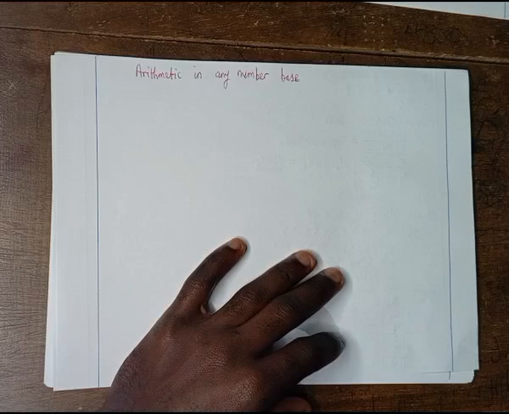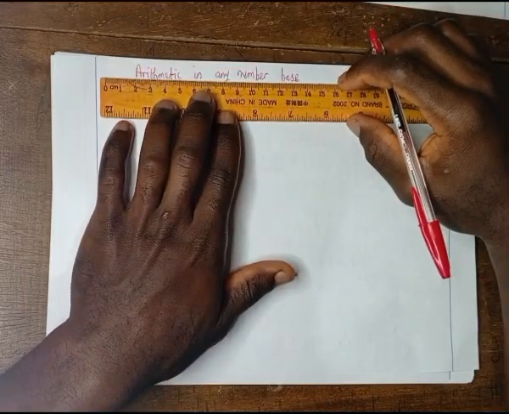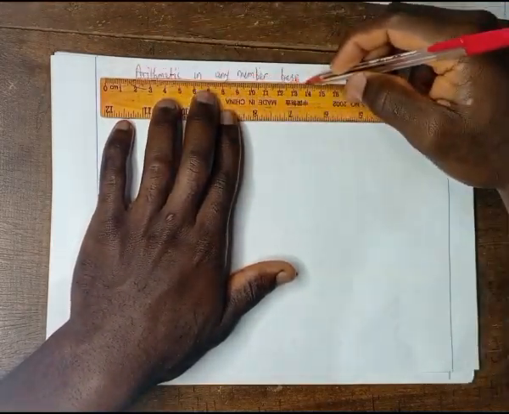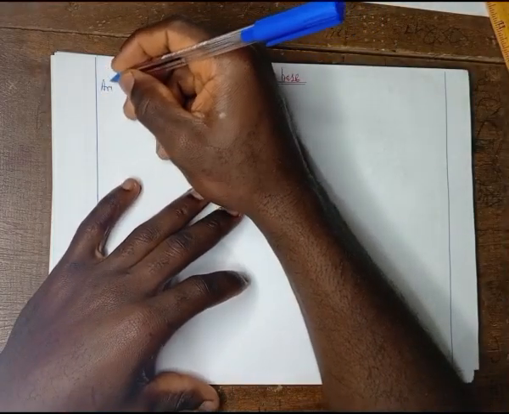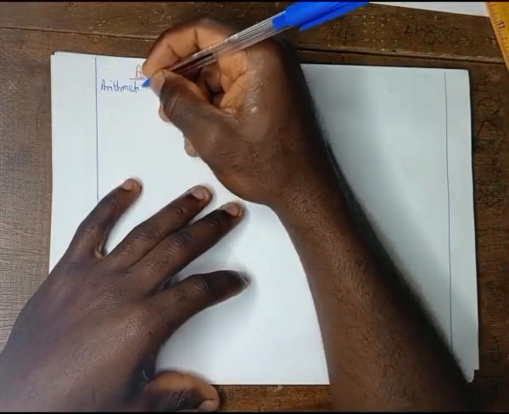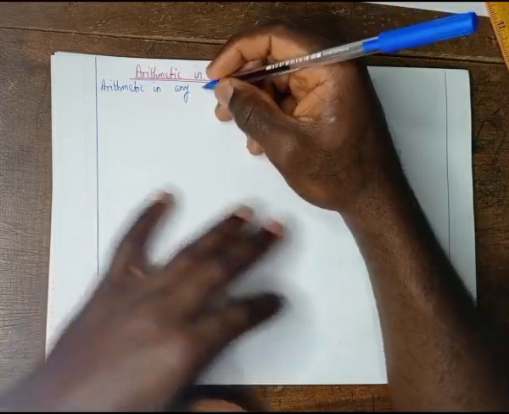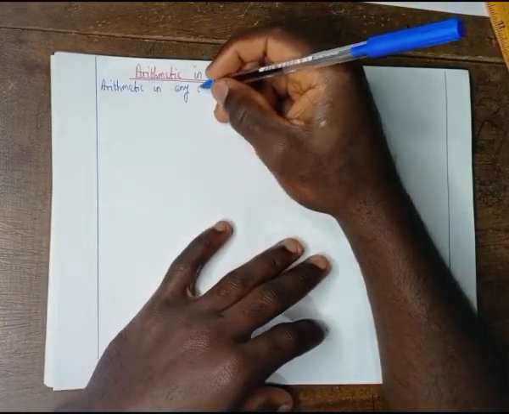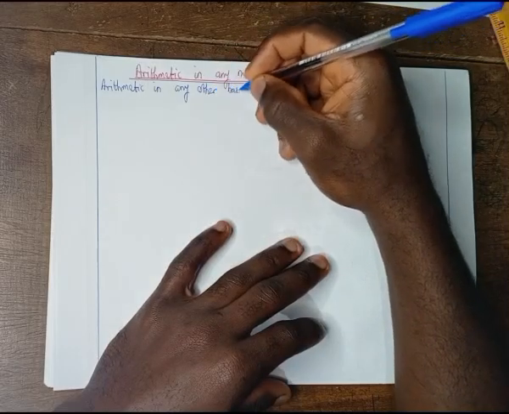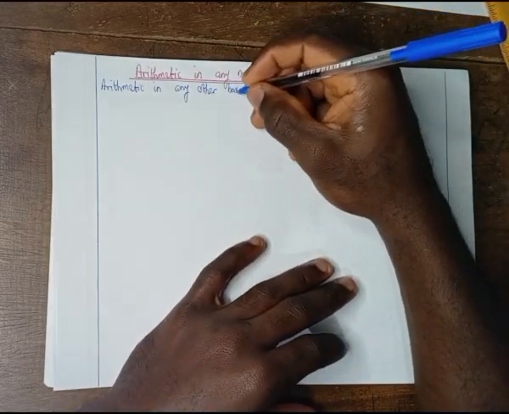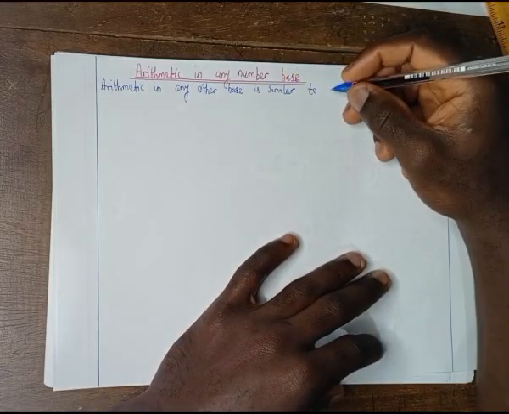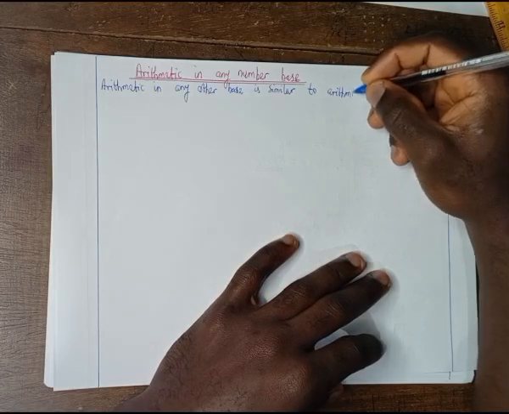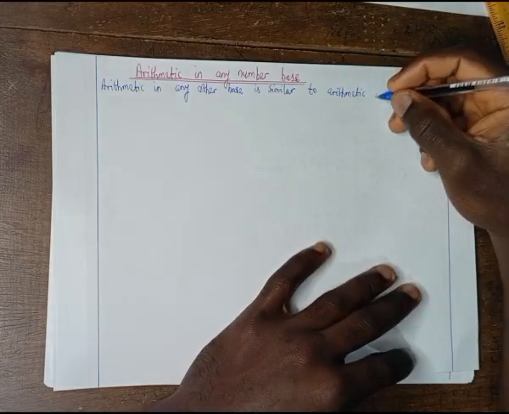When we talk of any number base, that means base 2, base 3, base 4. In this case, base 10 is excluded. Arithmetic in any base, let's write this down. Arithmetic in any other base is similar to arithmetic in base 10.